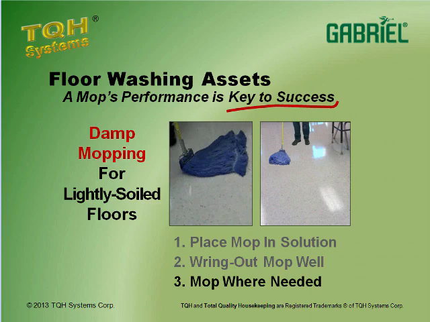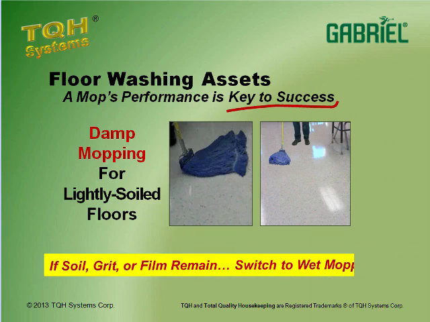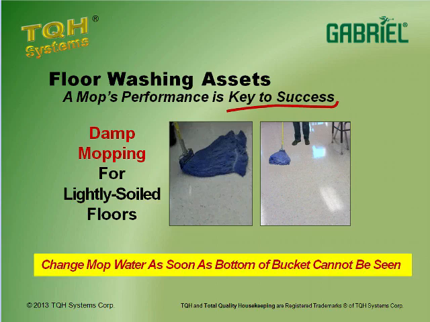Wet mop a bathroom. In the lesser used bathrooms, wet mop, say, 2 days out of 5 or 3 days out of 7. But in highly used bathrooms, you have to wet mop them every day, but once a day, and then you damp mop them any other time during that day. Return to the bucket, repeat the process until you're finished. If soil, grit, or film remain after damp mopping, you then switch to wet mopping. And you change the mop water as soon as the bottom of the bucket cannot be seen.